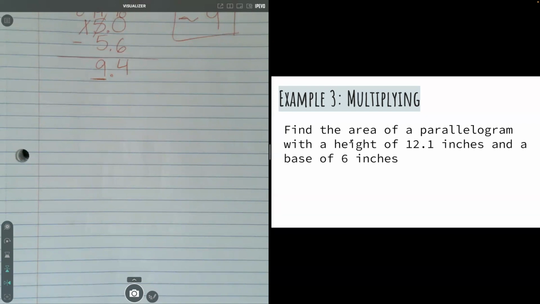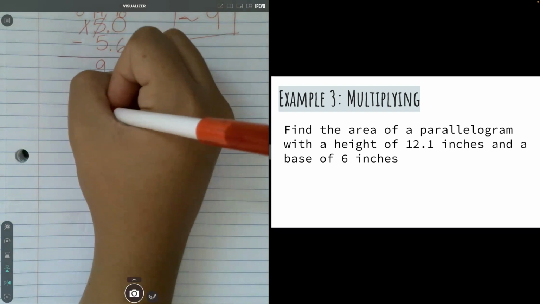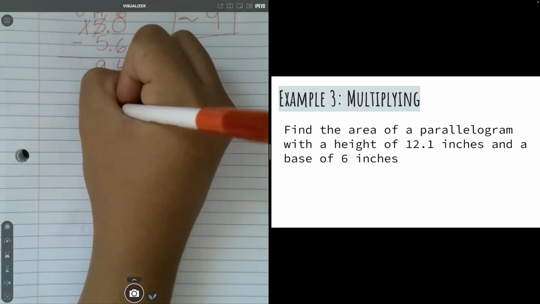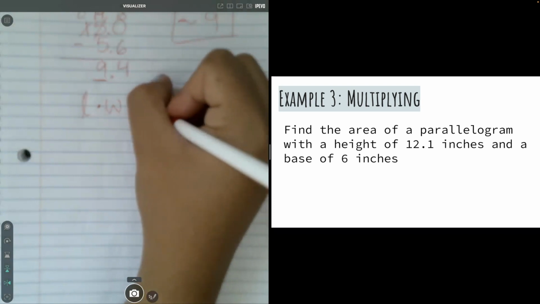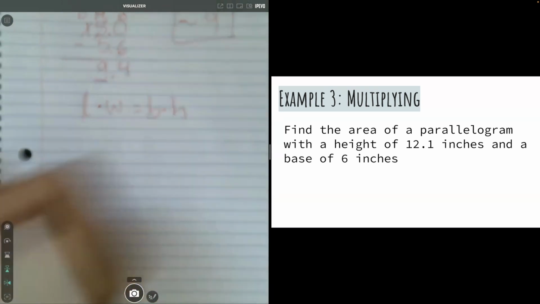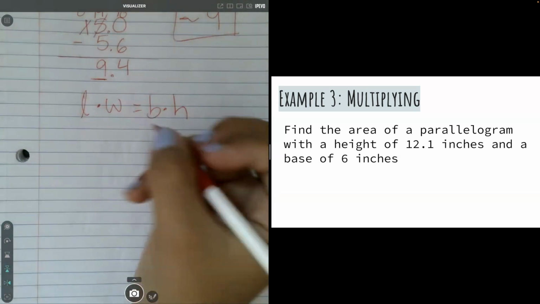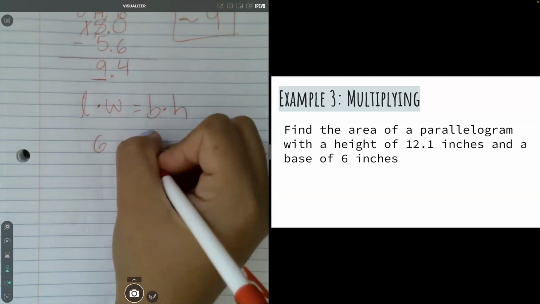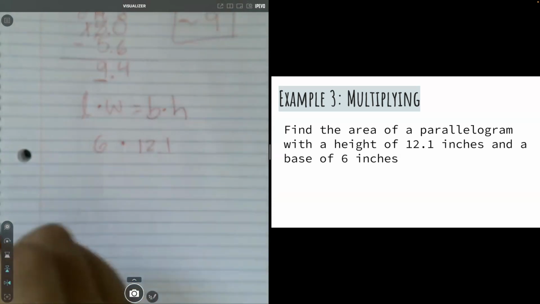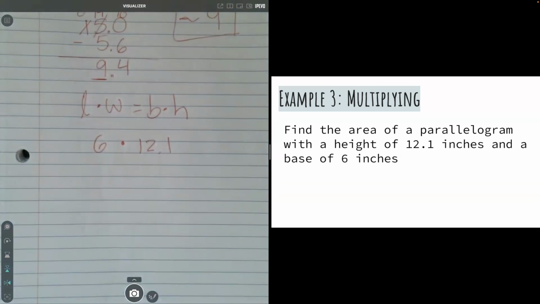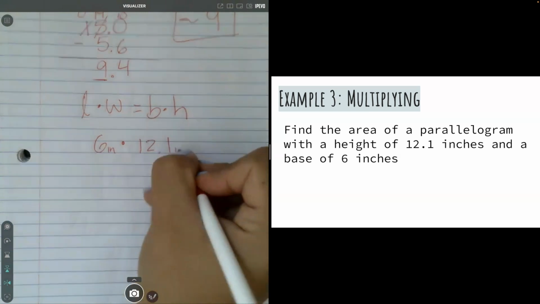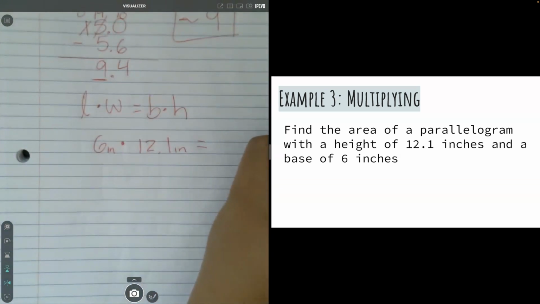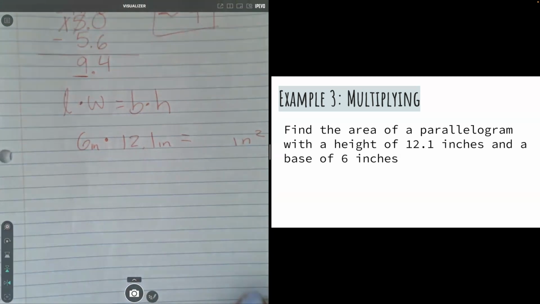So here, find the area of a parallelogram with the height of 12.1 inches and a base of 6 inches. So parallelogram, the area is always going to be length times width, or base times height. So here, the base is 6 inches. We're going to multiply that by the 12.1 inch height. These are both in inches. So our answer will be in inches squared. Right? Multiply something by itself, it's going to be that squared.